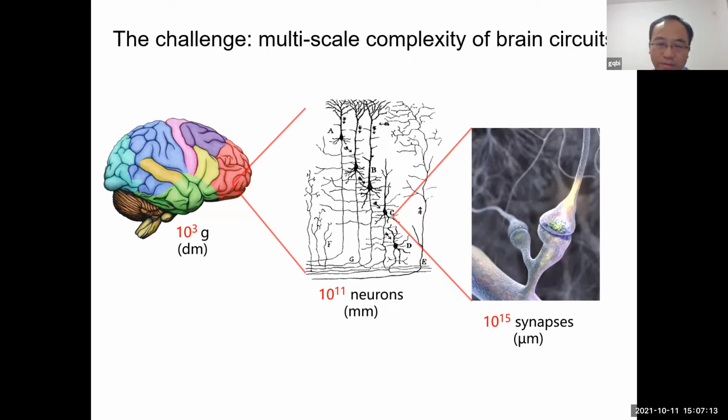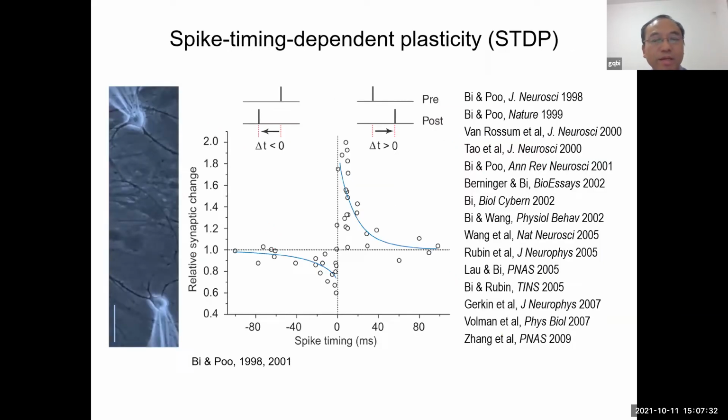Not only the number, but also heterogeneity. There are many, many types of synapses, and even the same type of synapse can have very different functional states. Those states have different properties and obey different rules. For example, like what Guo-Qiang mentioned, spike-timing-dependent plasticity.